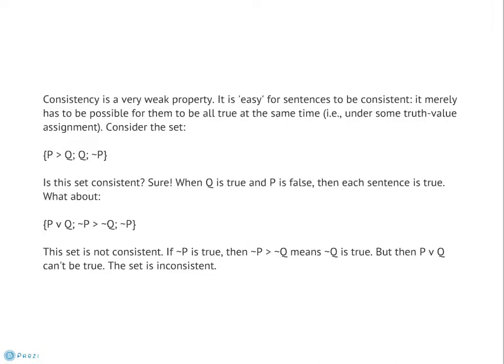What about either P or Q, if not P then not Q, not P? Can all these sentences be true at the same time? No. This set is not consistent. If not P is true, then the conditional if not P, then not Q means that not Q is going to have to be true as well. But if not P is the case and not Q is the case, either P or Q can't be true. So not all the sentences can be true at the same time. If some of them are true, some of the other ones are going to have to be false. The set is inconsistent.